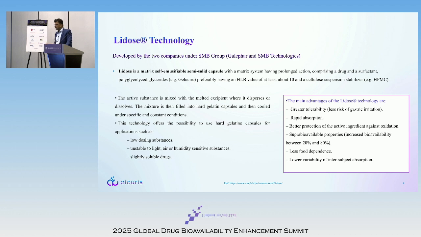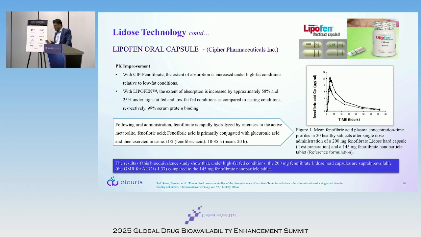The excipient is molten. Gelucire, if you see, typically has a melting point in the range of 20 to 25 degrees, depending on the HLB values. So the excipient is molten, the drug is simply added there and then it is solidified, and the stabilizer we are adding ensures that the drug remains dispersed in the given formulation.